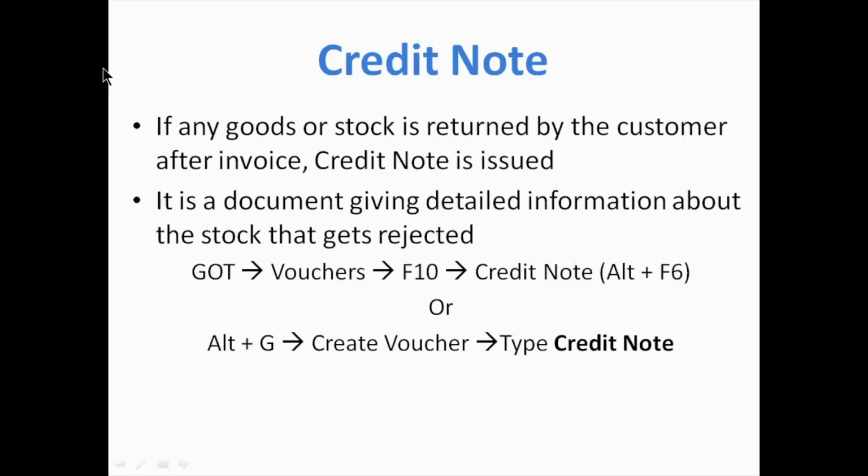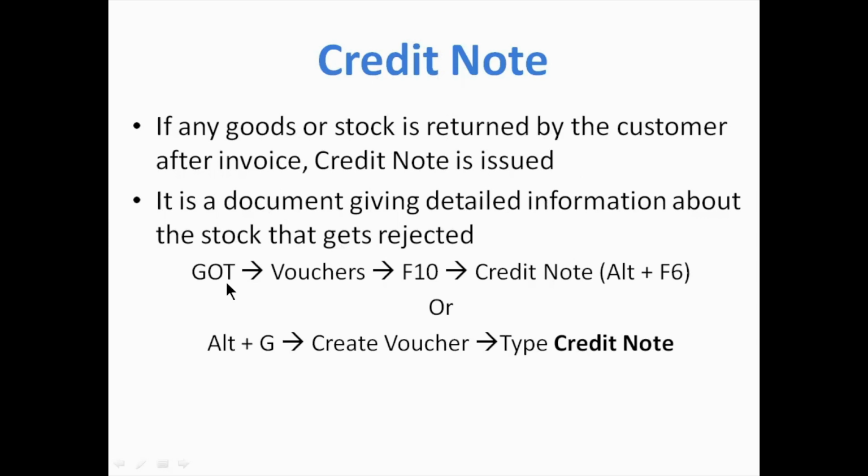Next is, if we have created the sales invoice, and after that the goods are returned by the customer, what will we do? We will pass the credit note. See, if the goods are returned by the customer before the invoice, we pass rejection in voucher. And if the invoice gets created and then goods get rejected, in that case we need to create credit note. This is the difference between these two things. If any goods or stock is returned by the customer after invoice, credit note is issued. It is a document giving detailed information about the stock that gets rejected.